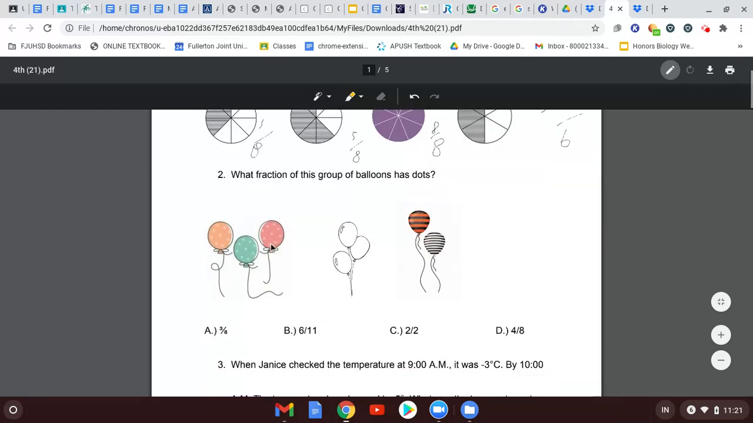Okay, what fraction of this group of balloons has dots? There are 1, 2, 3, 4, 5, 6, 7, 8, so 8 balloons. The amount of dots are 1, 2, 3. So the fraction of this group of balloons that has dots is 3/8, which means it's A.